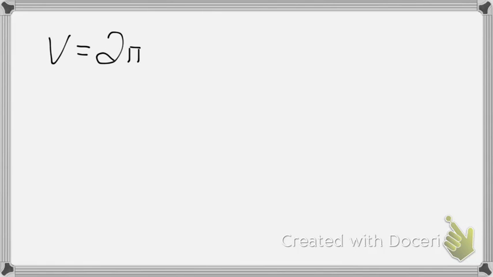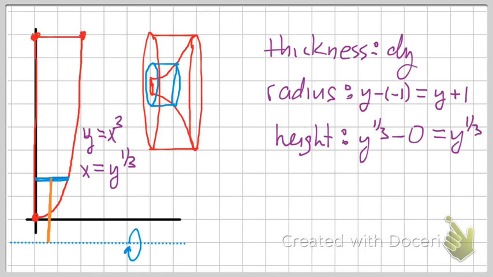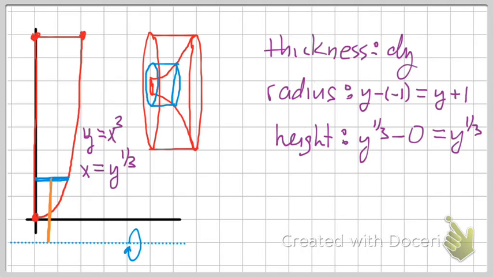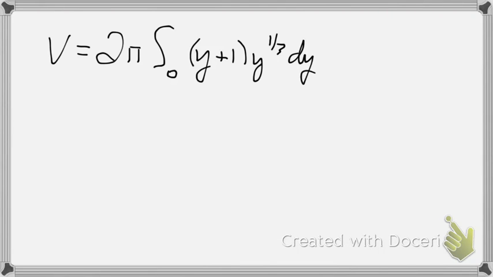2 pi radius times height would be y plus 1 times y to the 1/3 dy. Do not leave off your dy. What about my limits of integration? 0 to 8. They got to be y values. So it's going to be 0 to 8.